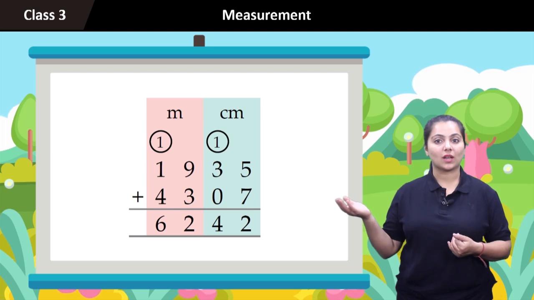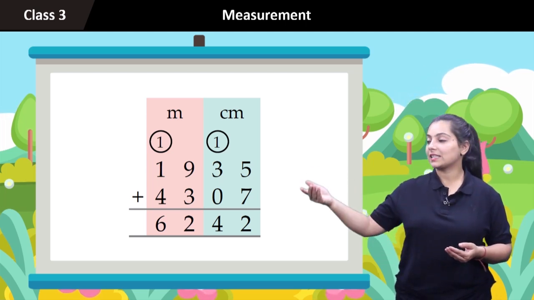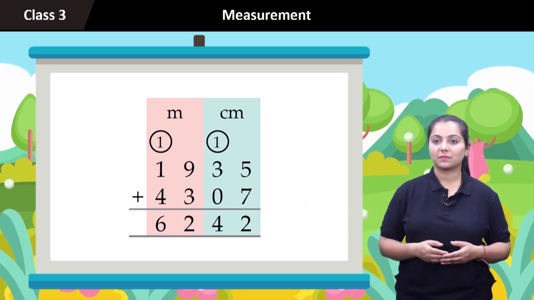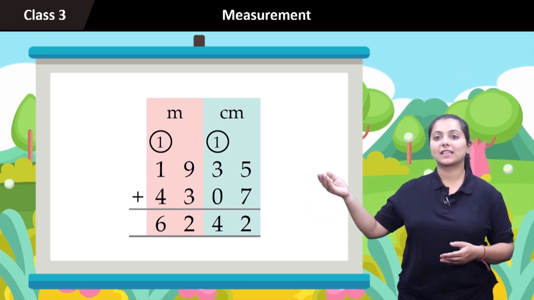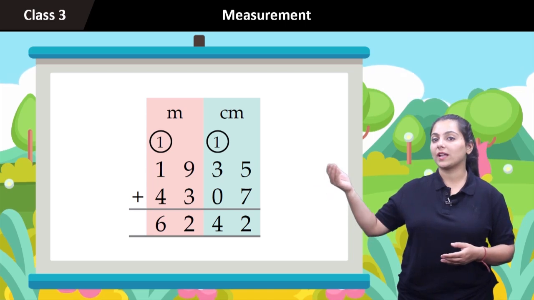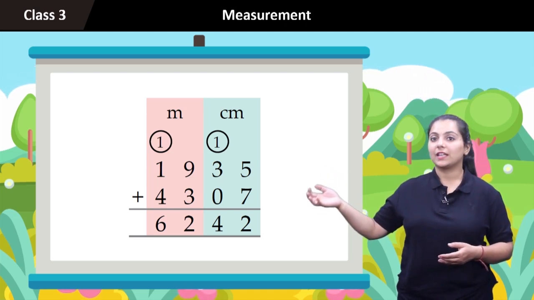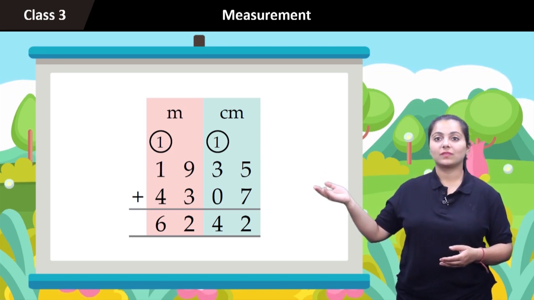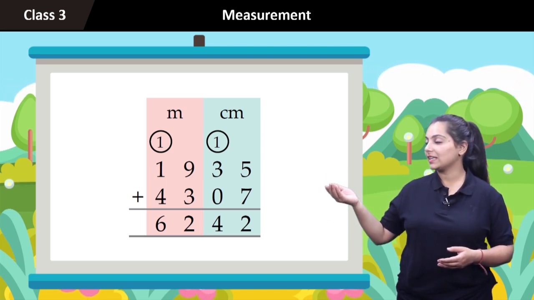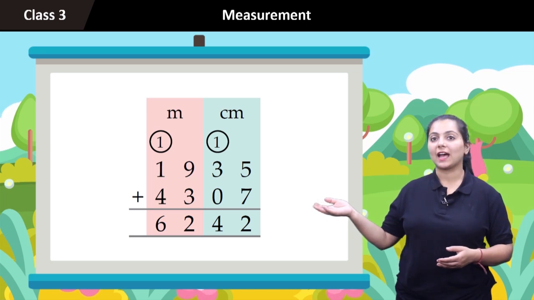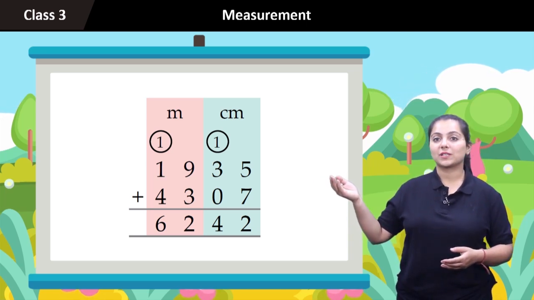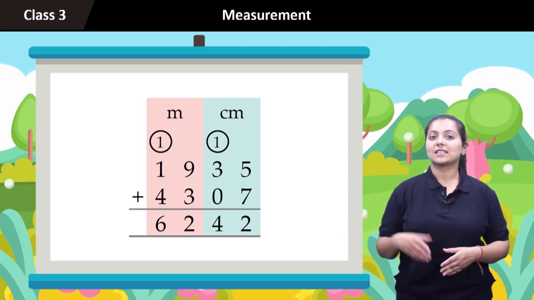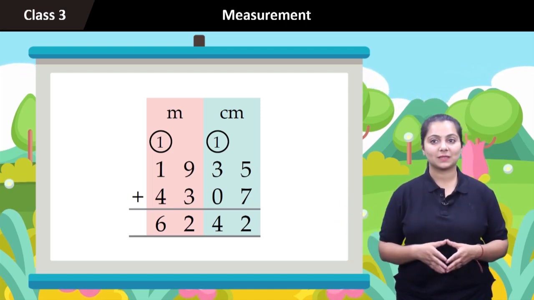So we'll put them in the columns. 19 meters, 35 centimeters, 43 meters and 7 centimeter. 5 plus 7 is 12. We'll carry over 1 and write 2. Now 3 plus 1 is 4. Now add the meter column. 9 plus 3, 12. 2 downward and 1 carried over. 1 plus 1, 2. 2 plus 4 is 6. So the answer is 62 meter 42 centimeter.